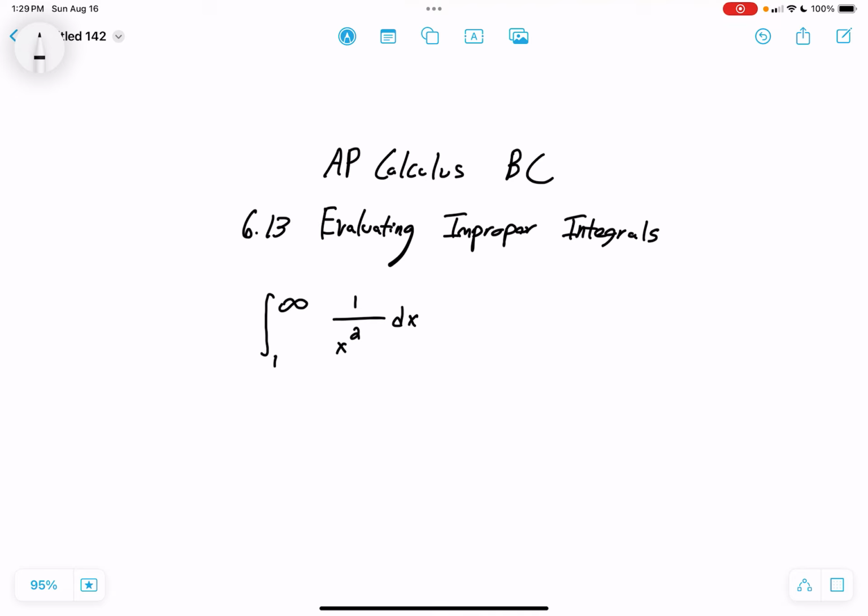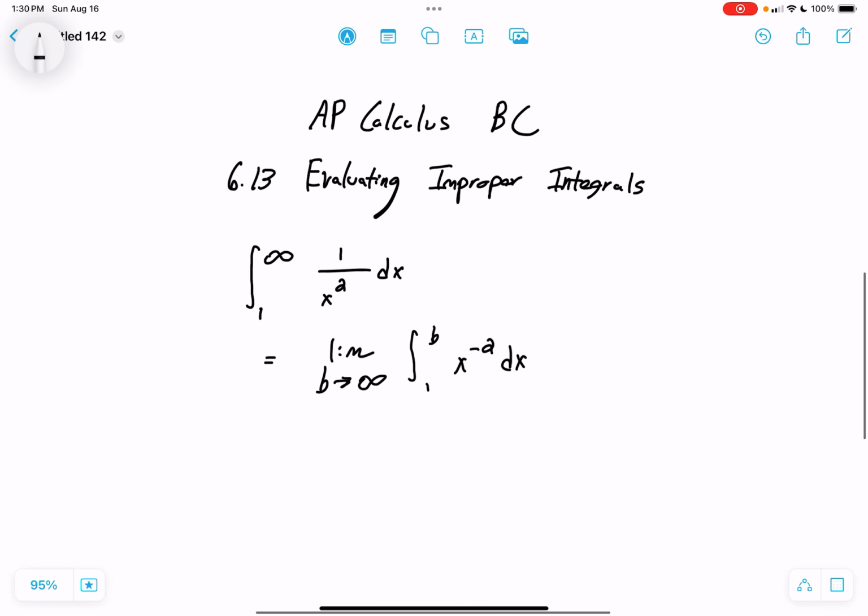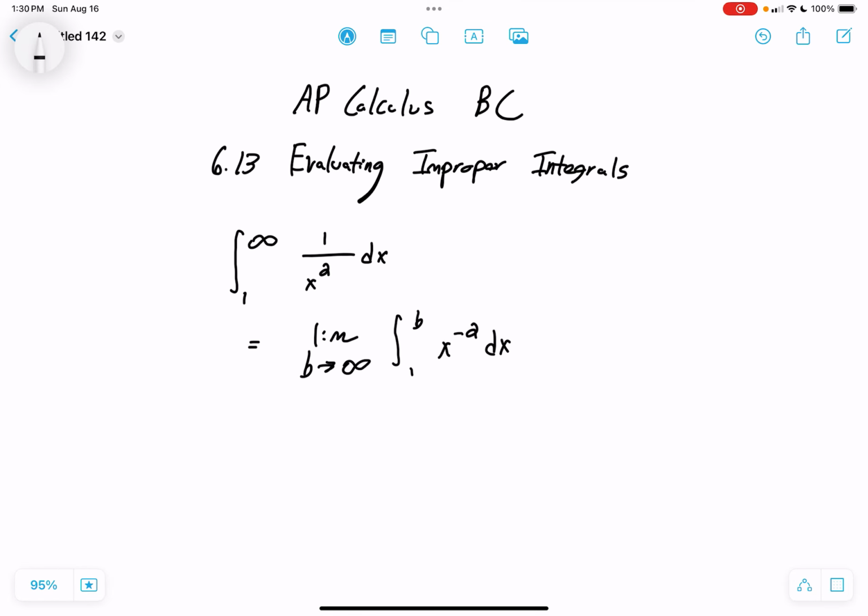But whenever dealing with improper integrals, and an improper integral is an integral that has one or both limits infinite, or has an integrand that is unbounded in the interval of integration, we can rewrite the integral as a limit. So I'm going to rewrite this as the limit as some variable, let's just say b, approaches infinity of the integral from 1 to b of x to the negative 2 dx. And now what I'm going to do is simply integrate.